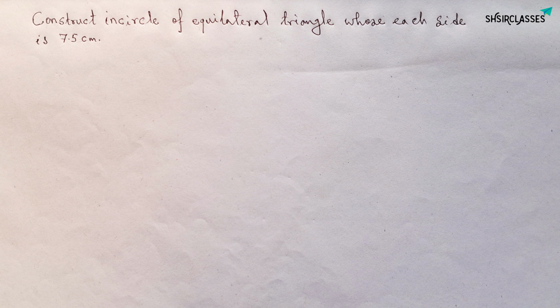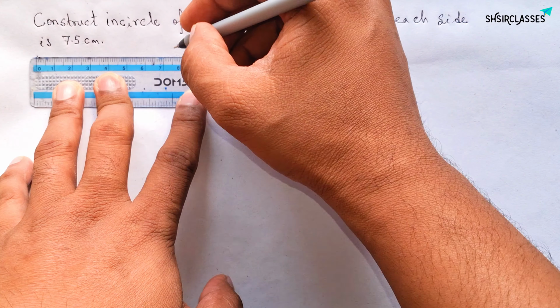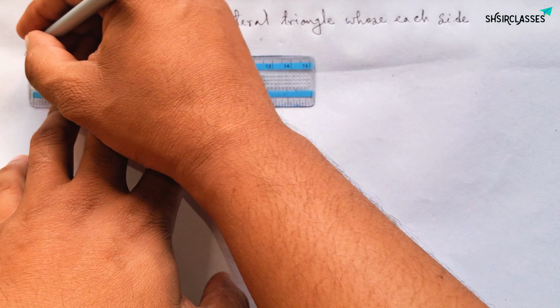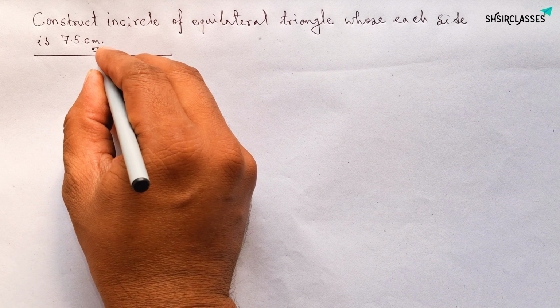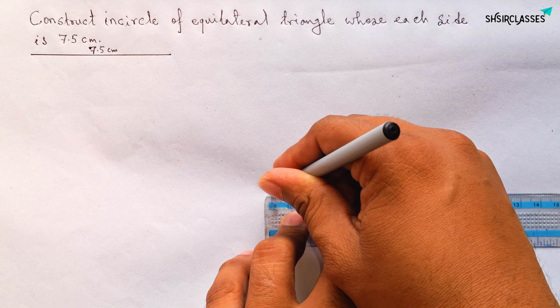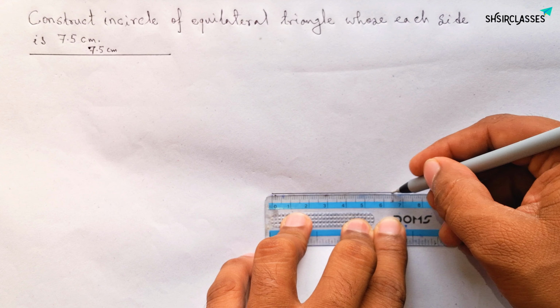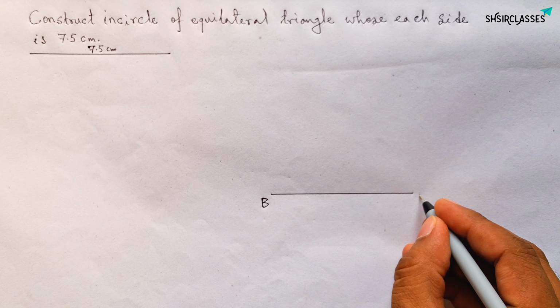Let's start the video. Okay, first off, I'll draw a line segment of length 7.5 centimeters. So this is a line segment of length 7.5 centimeters. Again, drawing a line segment of length 7.5 centimeters. Labeling here point B and here C.